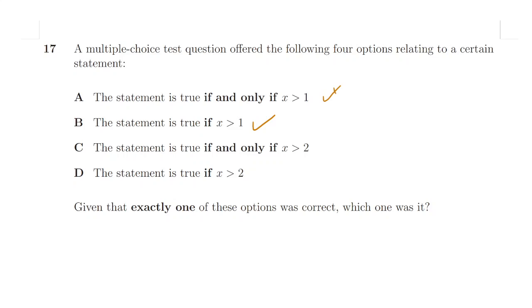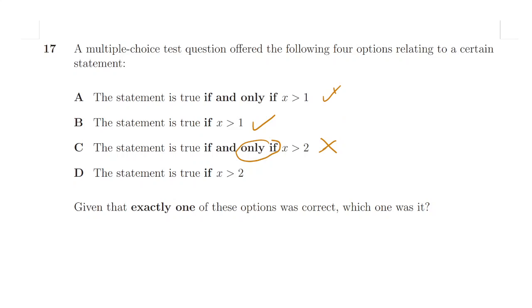How about C? The statement is true if and only if x is greater than 2. Now, the only if part is wrong, because if x is between 1 and 2, then that breaks the only if of part C. So C is straight off wrong. It's not like A, right? C is always wrong, whereas A can be right or can be wrong.